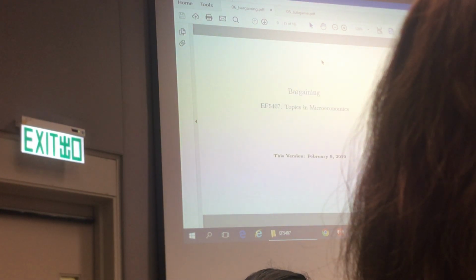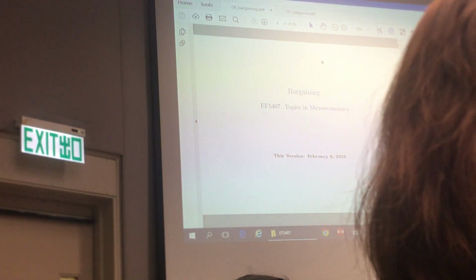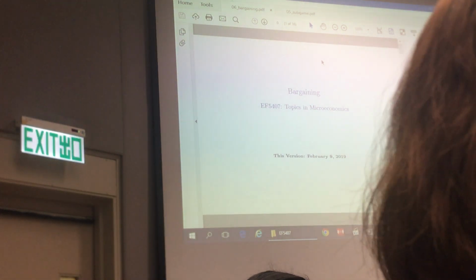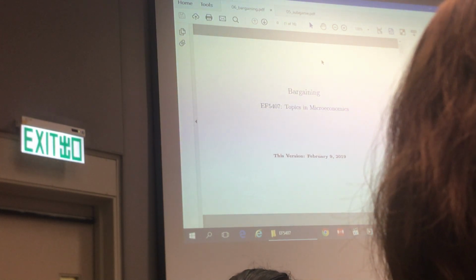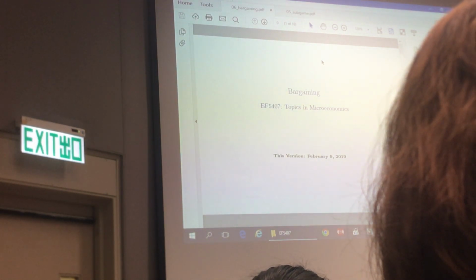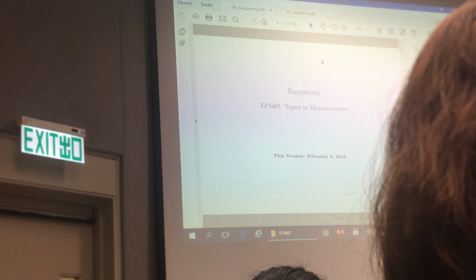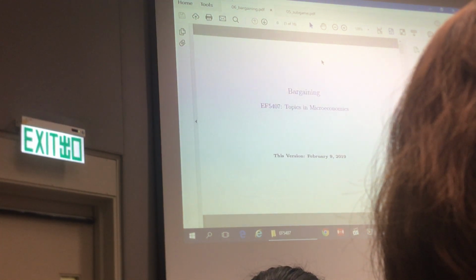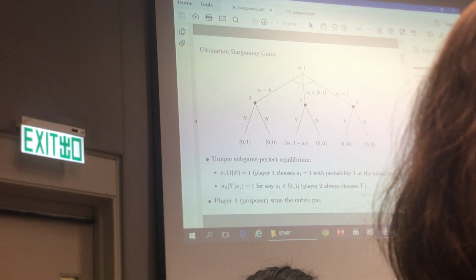In the next hour of the lecture today, I'm going to discuss one important application of subgame perfect equilibrium, namely the application to bargaining problems. This is the way that we use the theory of subgame perfect equilibrium to solve an economic problem. So we're going to apply these things to bargaining problems as an example of application.